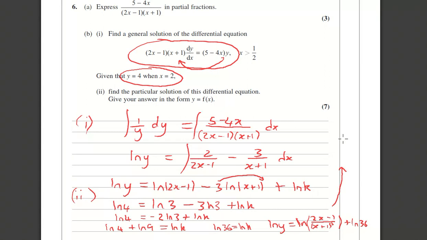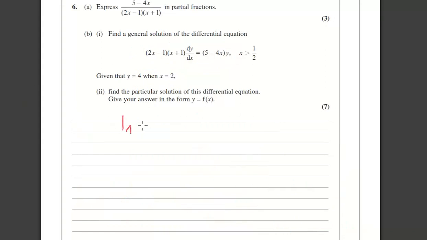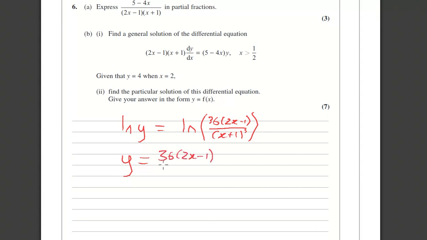Okay, so this is the same as, you can obviously times the 36 into the other natural logarithm. So we're going to end up with ln y, if I've remembered this right, equals ln of 36 times 2x minus 1 over x plus 1 cubed, all together, yeah? And now we can exponentiate both sides. That's a technical term. Use it when you want to sound clever. We're exponentiating both sides. y equals 36 times 2x minus 1 over x plus 1 cubed. And the question is finished.